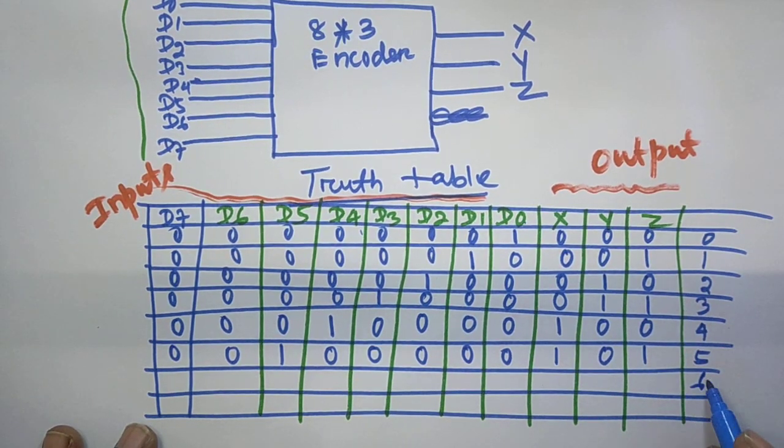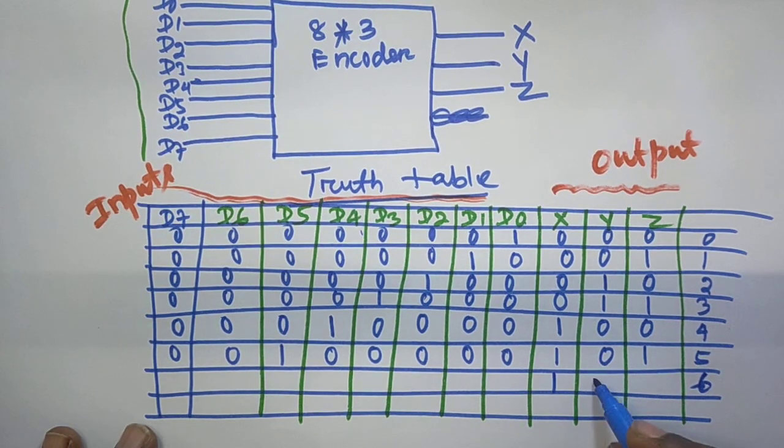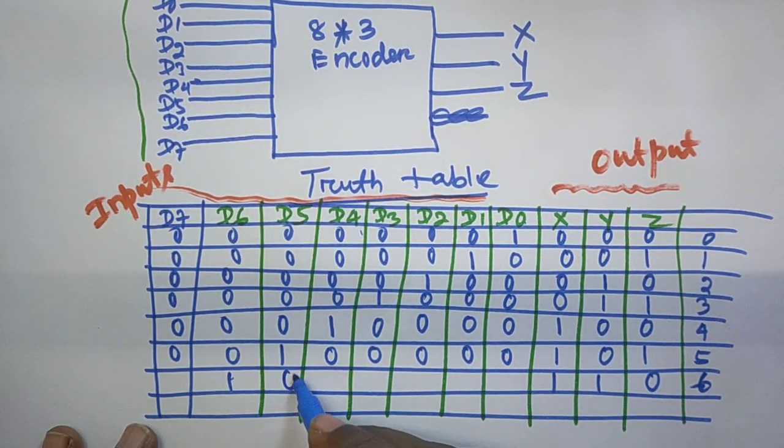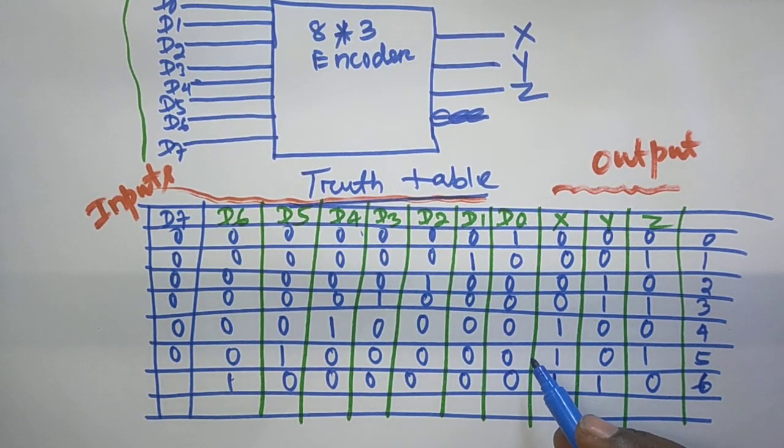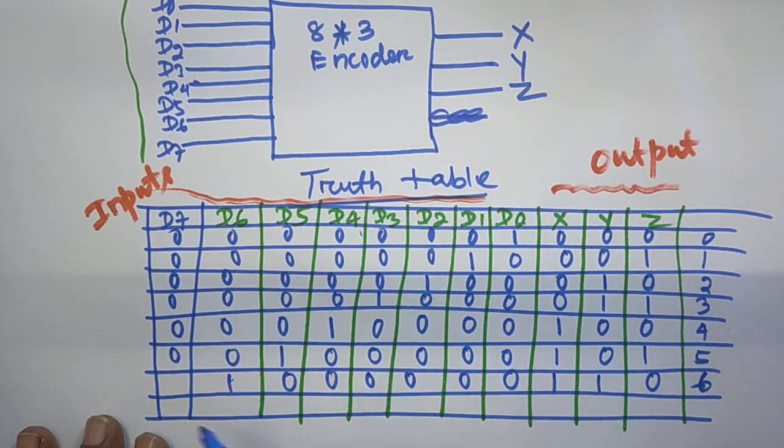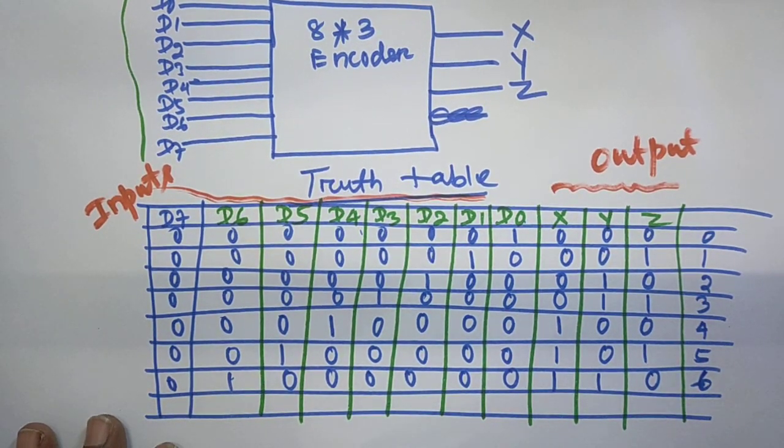Similarly 6. 6 means what? It is 4, 2, 0. It is 0. So 6 will be D6. It is 1. Other part will be 0. Okay. In a very simple way we can fill up this truth table, which are 0 or which are 1.